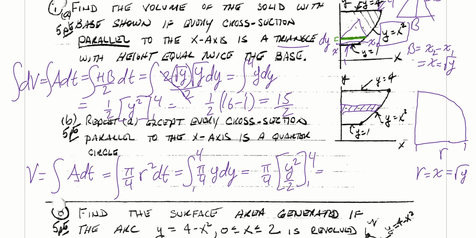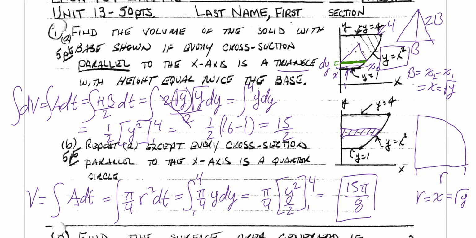So 16 minus 1 is 15 pi over 8. So again, all this is about getting your ADT, knowing what your strip is. If it's horizontal, you have to do dy. If it's vertical, you have to do dx. And your area is going to be dependent upon wherever that cross-section is.